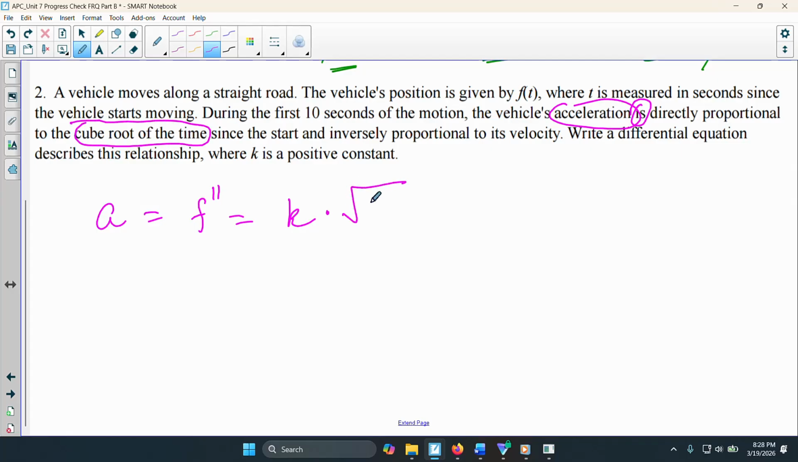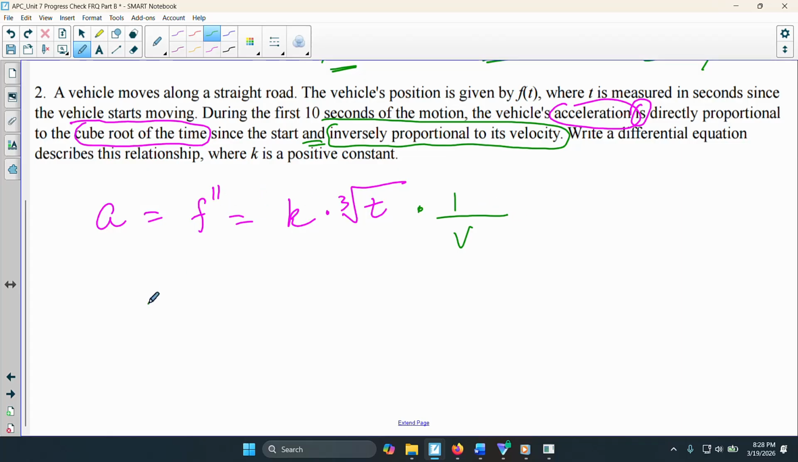So cube root of t, but it continues, and this is still a continuation of proportional. This is inversely proportional to the velocity. Well, the word inversely proportional means you're going to do 1 divided by something. So it's inversely proportional to the velocity, so I'm going to write this for now. I'm going to rewrite this in a second.